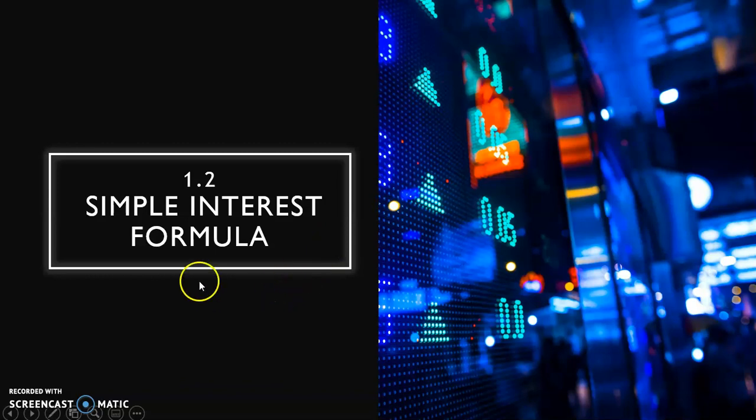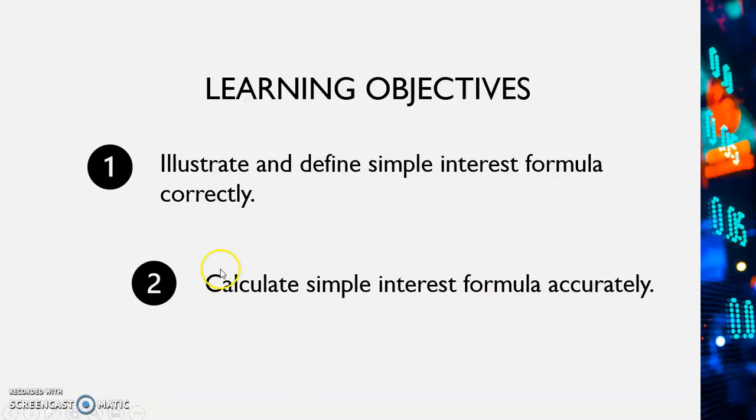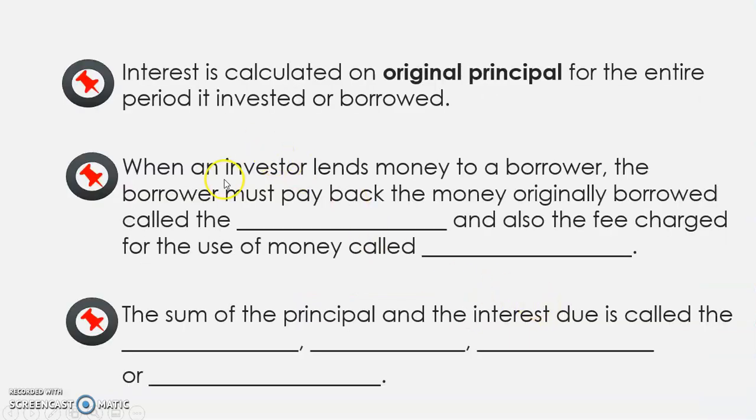Okay, so 1.2, we're going to talk about simple interest formula. For this subtopic, there are 2 learning objectives. The first one is to illustrate and define simple interest formula correctly, and number 2 is to calculate simple interest accurately. Okay, so these are the keywords that you need to know. Alright, this one is also in your handouts and in your module.